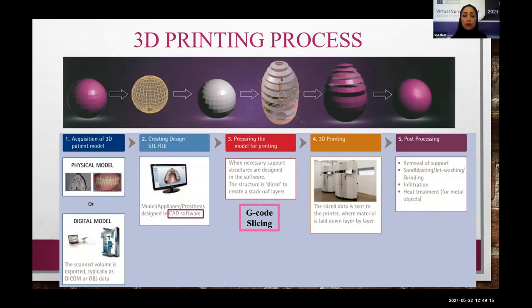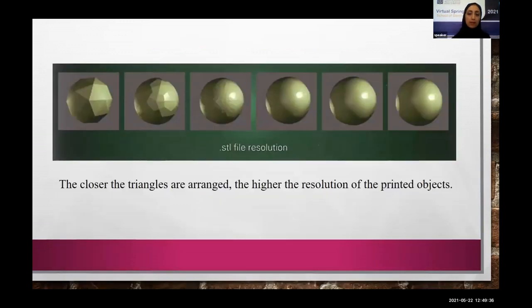The STL file format is then output to the 3D printing software in order to convert or slice it into G-code, which is a 3D printer language for printing objects. Once the object is printed, the final step is post-processing the object, which will be discussed later. Regarding the STL file, it should be noted that the closer the triangles are arranged, the higher the resolution of the printed object.